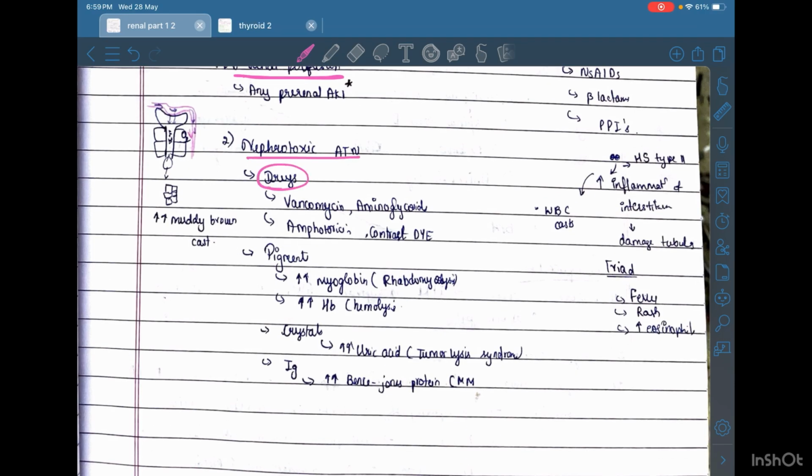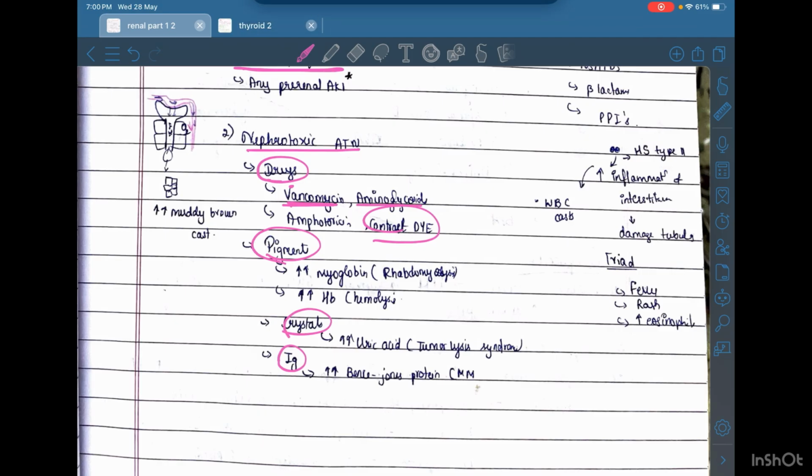What are the causes of nephrotoxic acute tubular necrosis? There can be drugs, pigments, crystals, IG. Drugs include vancomycin, aminoglycosides, very important here, contrast dye, amphotericin. Okay, 2A, remember 2A: aminoglycosides, amphotericin, and your favorite vancomycin.